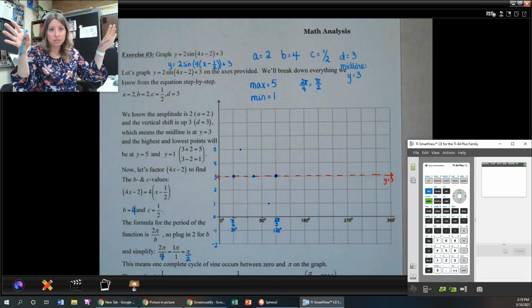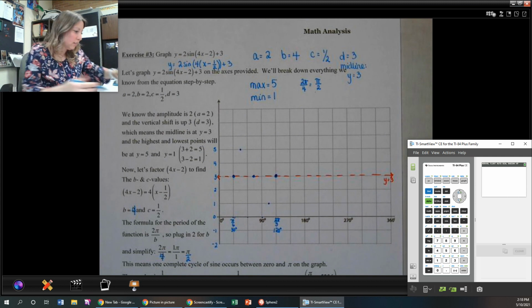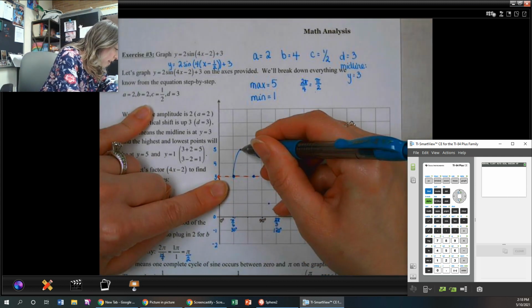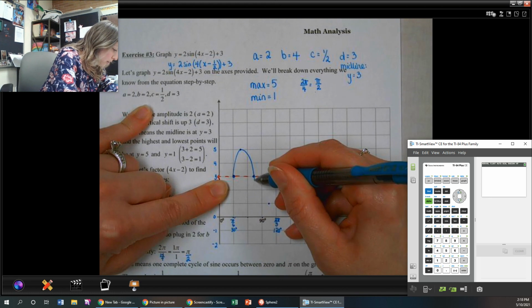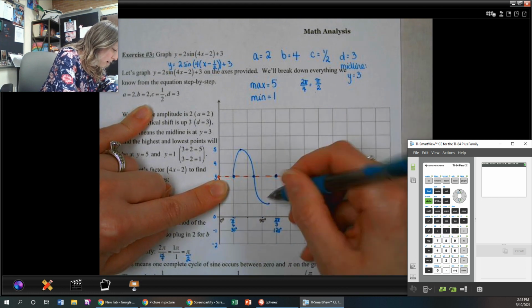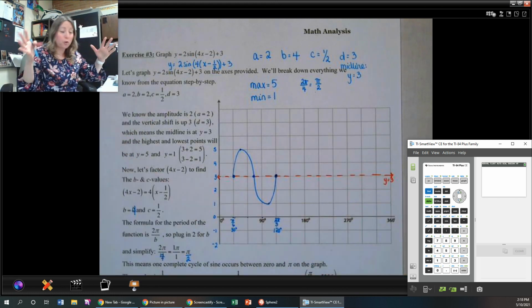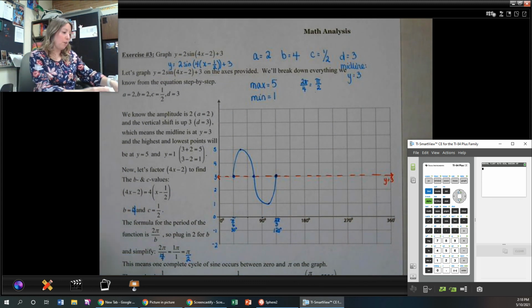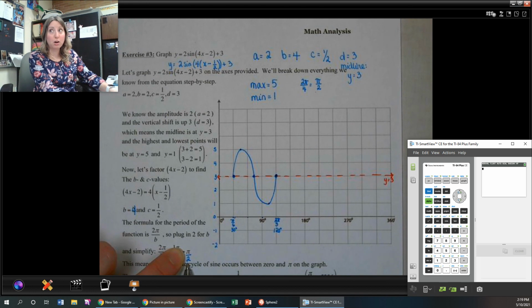It took a sec. My amplitude is 2. That's why I'm all the way up here. Then I have to come all the way back down. And then I have to go all the way down to my minimum and back up. And that's one full sine curve from there to there, because I got to fit one full sine curve in from pi over 2.